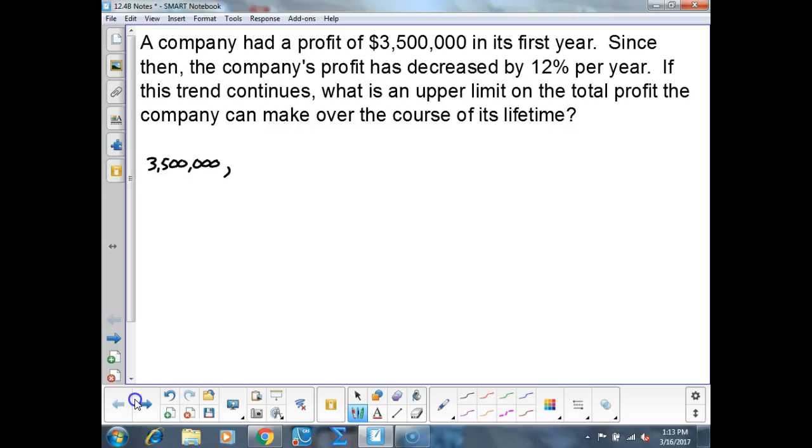Hang on. What? 3,458,000. That's only 1.2%, not 12%. What do you got? 3,080,000.